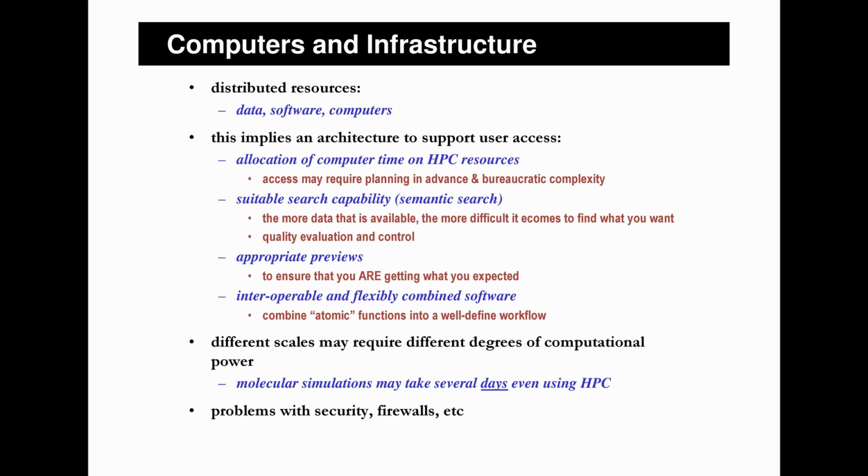The more data you have, the more difficult it is to find what you're looking for. So you need a semantic search, so you need annotations, you need ontologies and that type of thing to support your search. And when you've found the data, how do you know what it is?